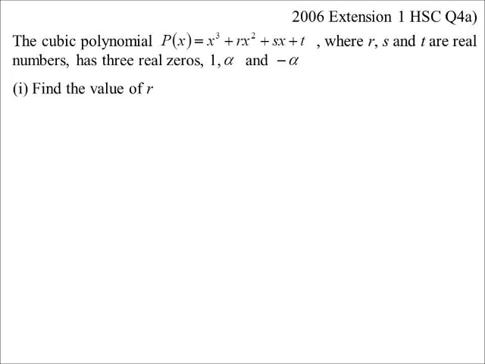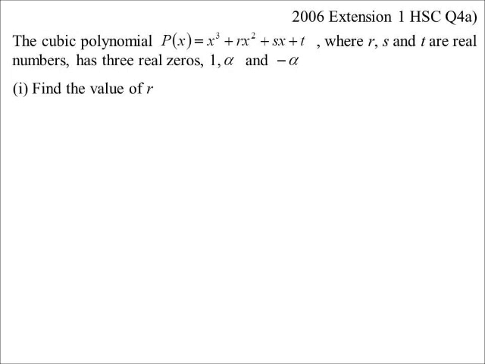All right, 2006, we have a cubic with coefficients k, r, s and t. r, s and t are real numbers. It has 3 real zeros. You might be wondering why they keep throwing this word real in there, but don't worry, soon we'll understand why. So 1 is definitely a solution, and the other 2 solutions are opposites, one positive, one negative. Find the value of r.